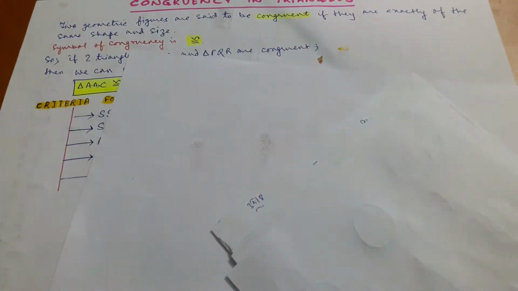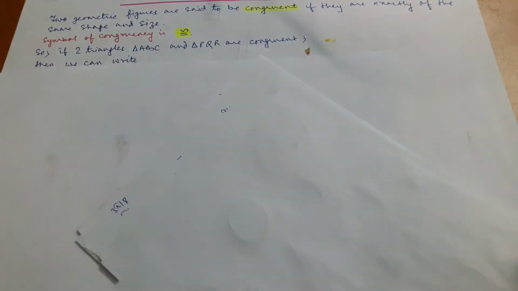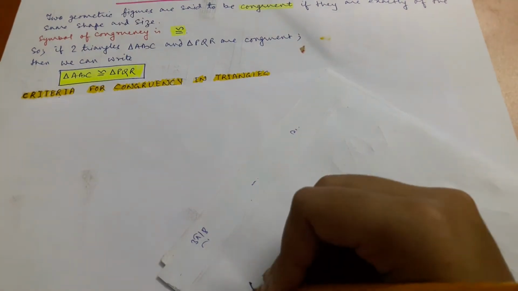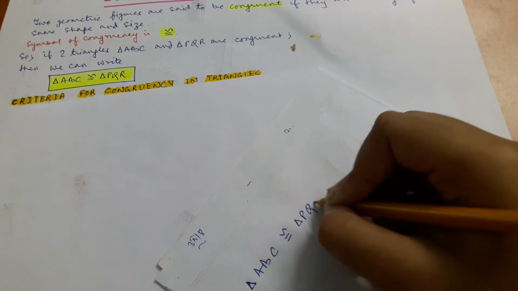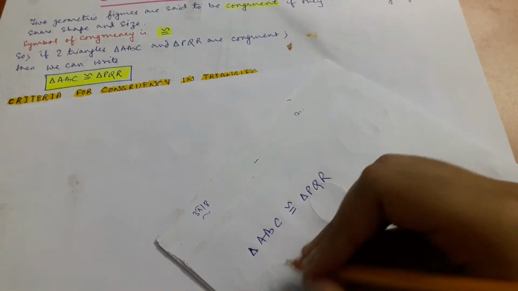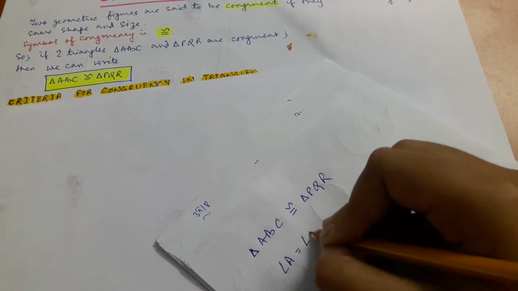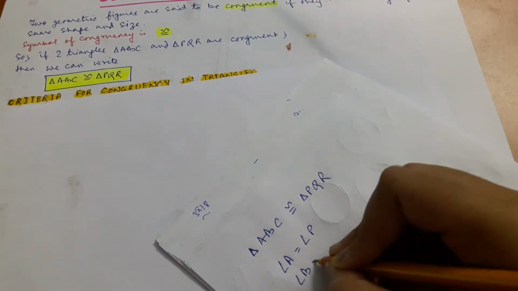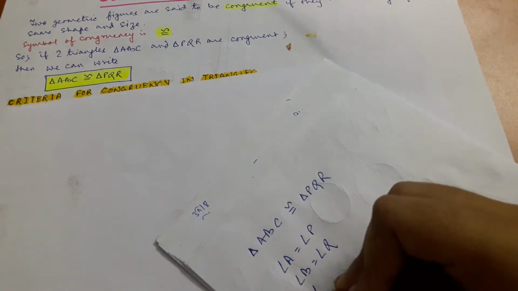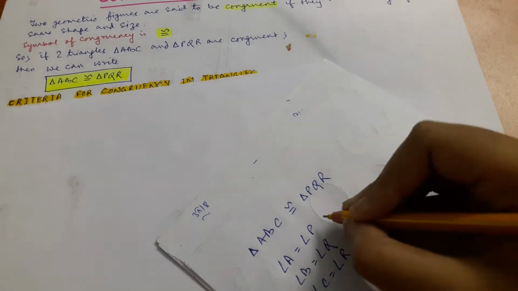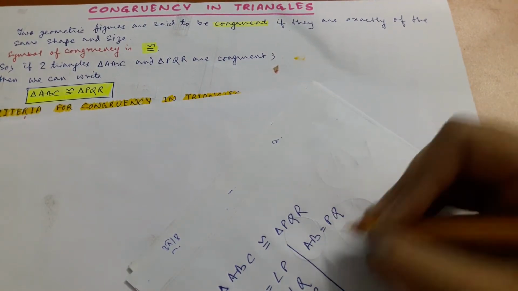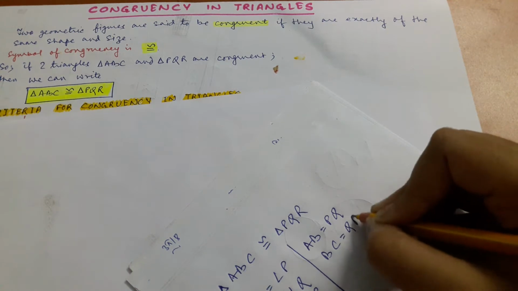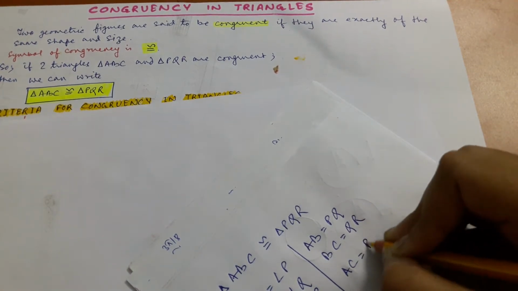Wait a minute. If I write triangle ABC is congruent to triangle PQR, then first of all I can say angle A equals angle P. I can say angle B equals angle Q. Similarly, I can say angle C equals angle R. I can also say AB equals PQ, BC equals QR, and AC equals PR.